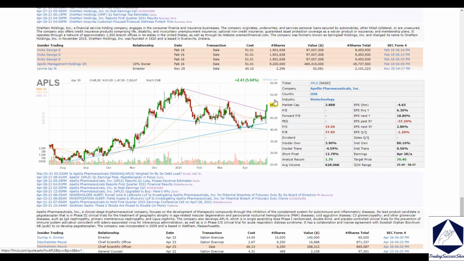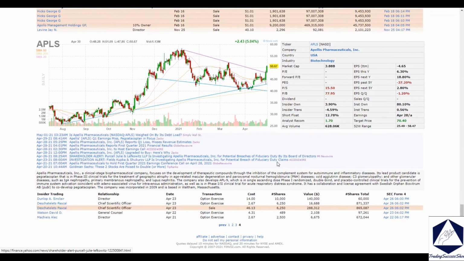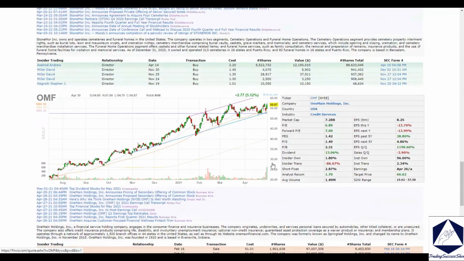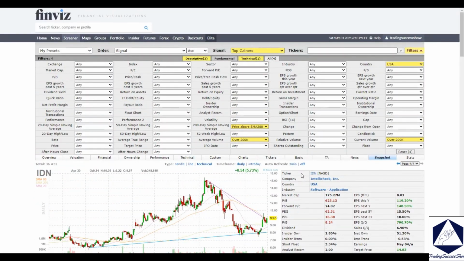APLS, this one we are breaking out. So in most cases, when we break out with low volume, we tend to pull back. This one we're breaking out with high volume, so keep an eye on it. Overall, whenever a stock breaks out, I always expect a little pullback before I get in on any breakout stock. Okay, that will be it for the top gainers.